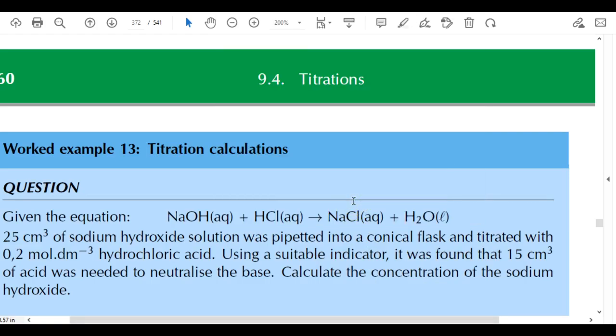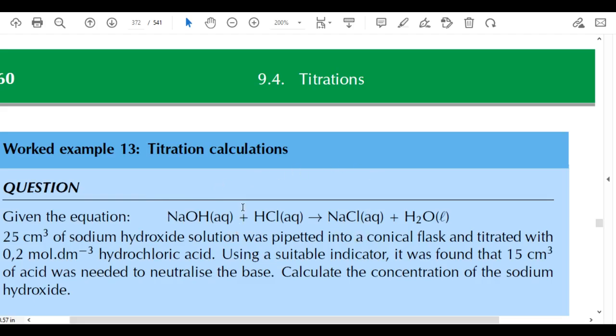So here's the question. It is an example. It says, given the equation. Okay, so there they've given us the equation. It is sodium hydroxide plus hydrochloric acid gives sodium chloride and water. Before you can do anything, you have to check if your equation is balanced. So how do we check if it is balanced? We have to count the atoms on both sides, the left and the right hand side.